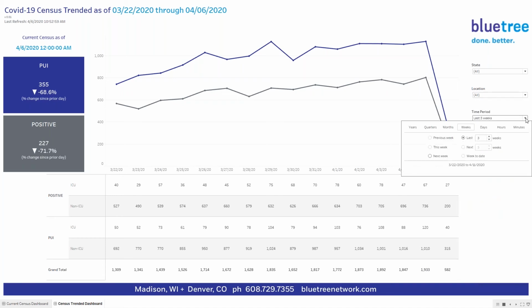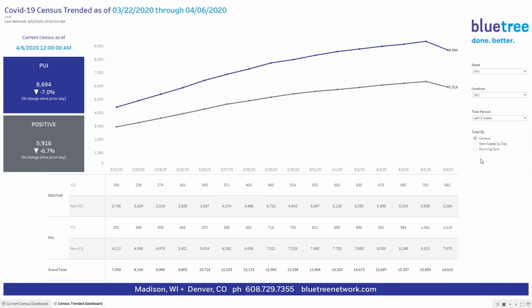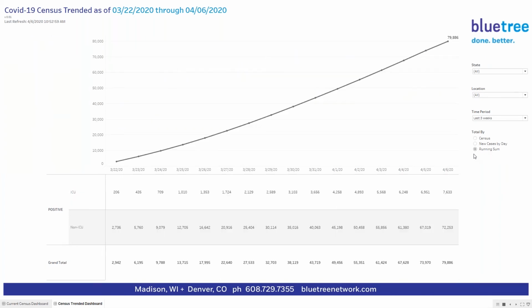You can also adjust the time period that you're looking at. The default time period is 3 weeks. You can also run two different views of the report in addition to the new cases by day. You can look at your total census day over day, and you can also bring up a running total showing you the amount of patients that you have interacted with during your time period.